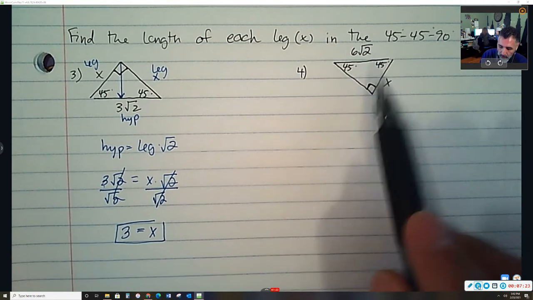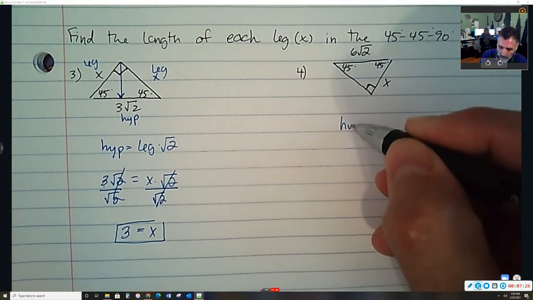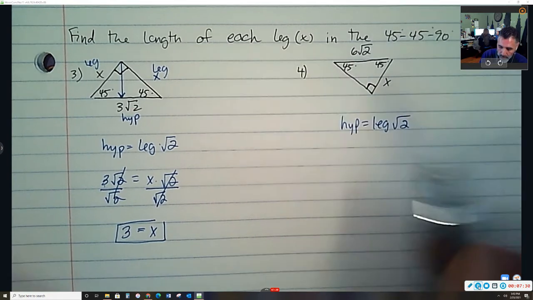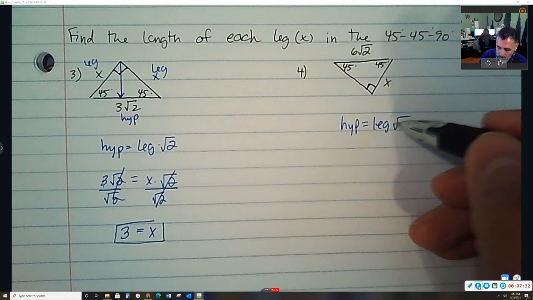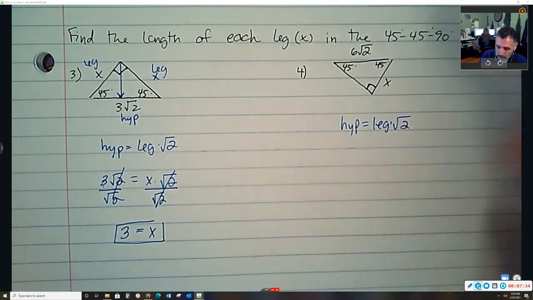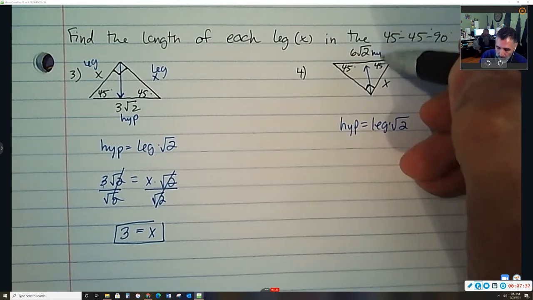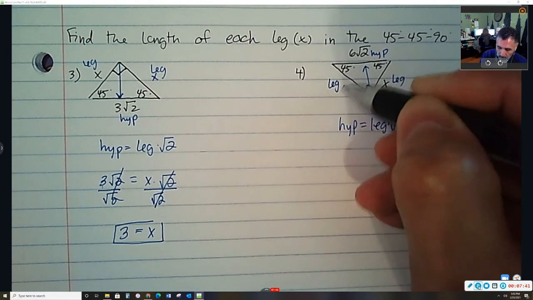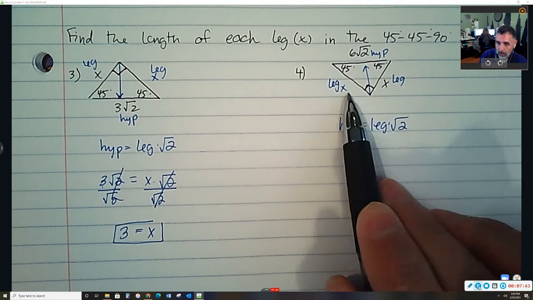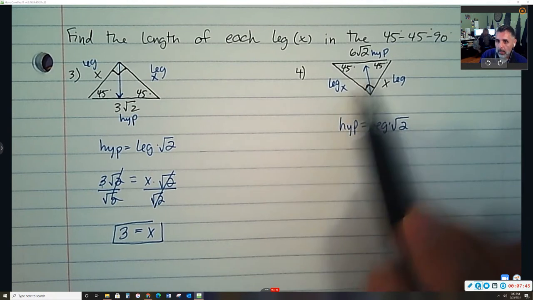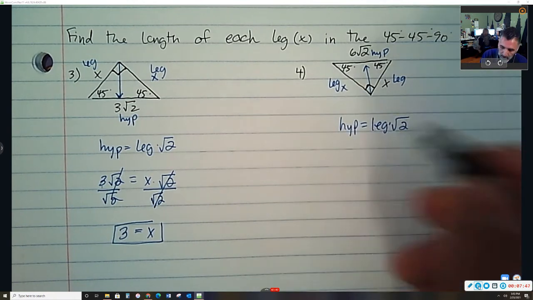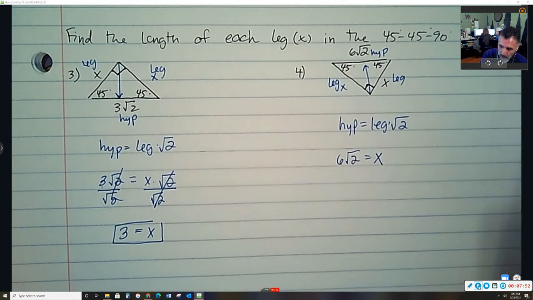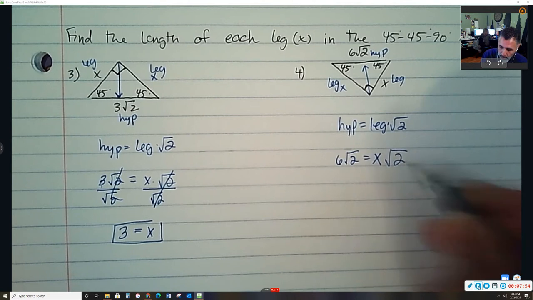Again, it's a 45, 45, 90 triangle. So I'm like, okay, hey, I know it has a special equation. The hypotenuse equals the leg times the square root of 2. I'm going to identify the hypotenuse. That's the hypotenuse. This one's a leg. This one's a leg, and they're both equal. This is x, that's x. Plug that information into the equation. The hypotenuse is 6 times the square root of 2. The leg is what we're looking for. Bring down the square root of 2.